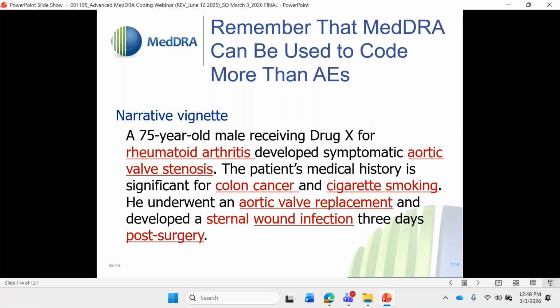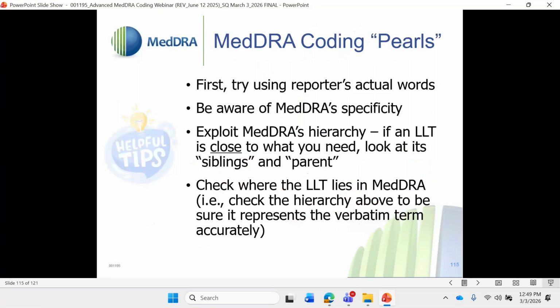So just to show you that MedDRA can be utilized for more than adverse events, it can be utilized for indications, it can be utilized for outcome and medical history.